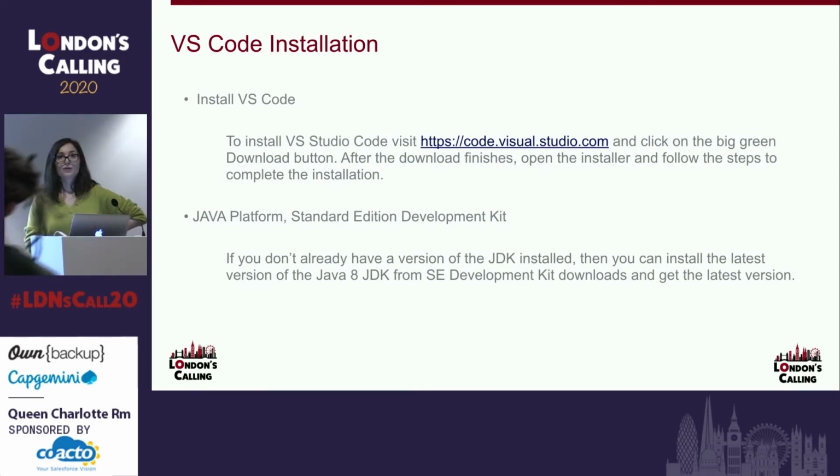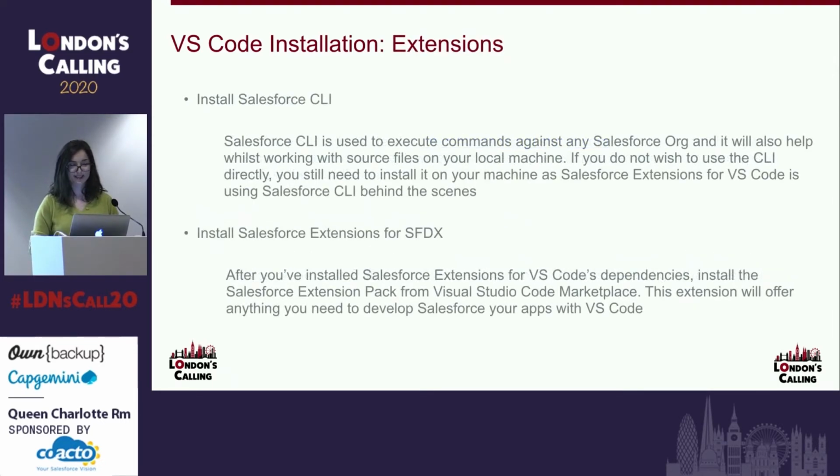If we install VS Code, we will need to have Java and to set Java. I'm very happy to say that we have to do this only once, and after that we can start using it properly. As well, we need the CLI, the command line, installed. Even if you don't use the command line, you're going to have to install it because the Salesforce extension pack that we're going to install next is going to make use of the command line in the background.